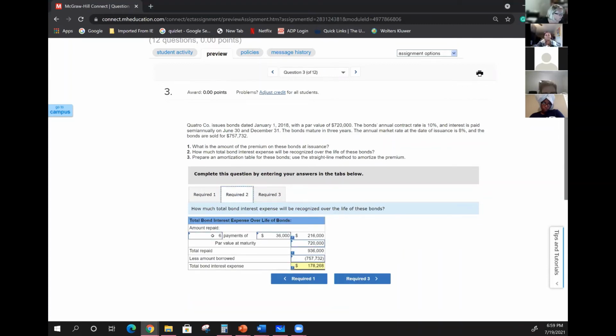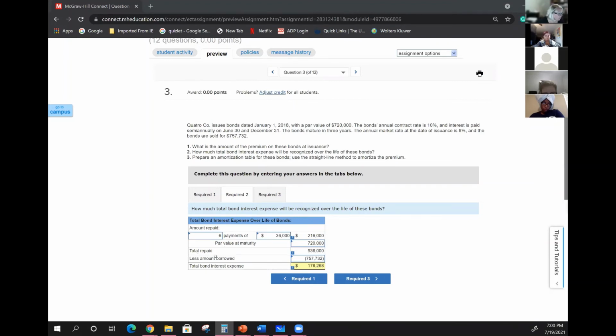Okay, we have 6 payments and I need to calculate what my payment is going to be. My payment's going to be the 720,000, which is the face value, multiplied by the contract rate, which is 10%. So 720,000 times 10%. And then remember, I'm paying 2 times, so I have to divide it by 2 to get 36,000 per payment. Then I have 6 of those because it's 3 years. So 6 payments times 36,000 gives me 216,000.